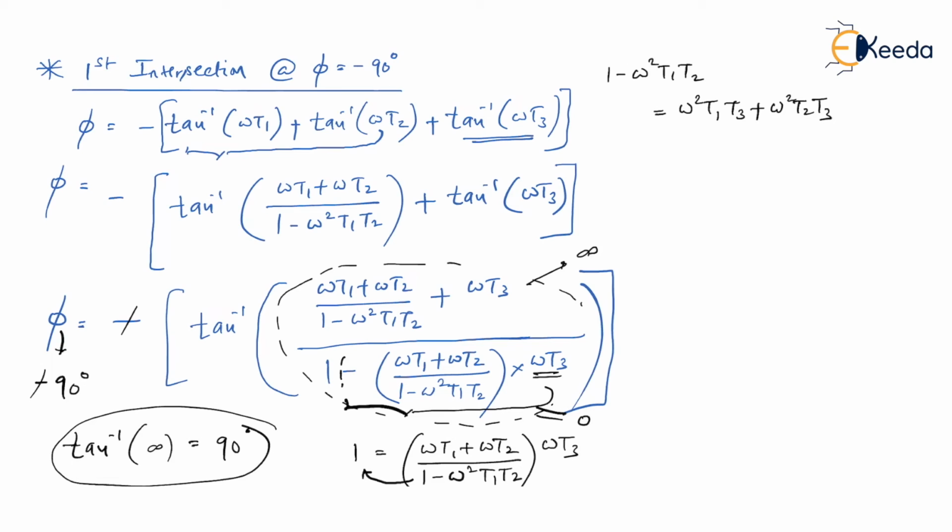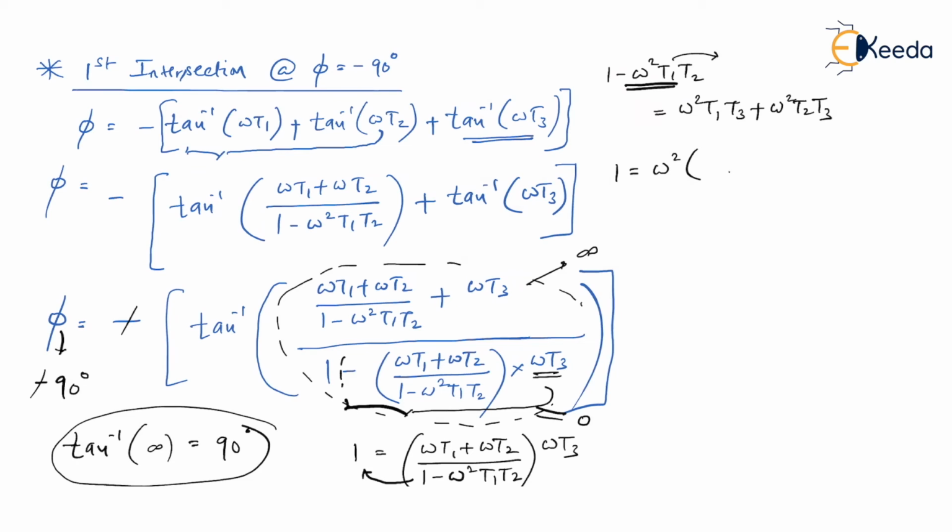So what I can do, since I'm interested to calculate omega, let me take all omega terms together. This negative part gets shifted to the right, so it becomes positive, and omega square will be the common term. So you will find the final expression as 1 equal to, if I take omega square out, it will be t1 t2.